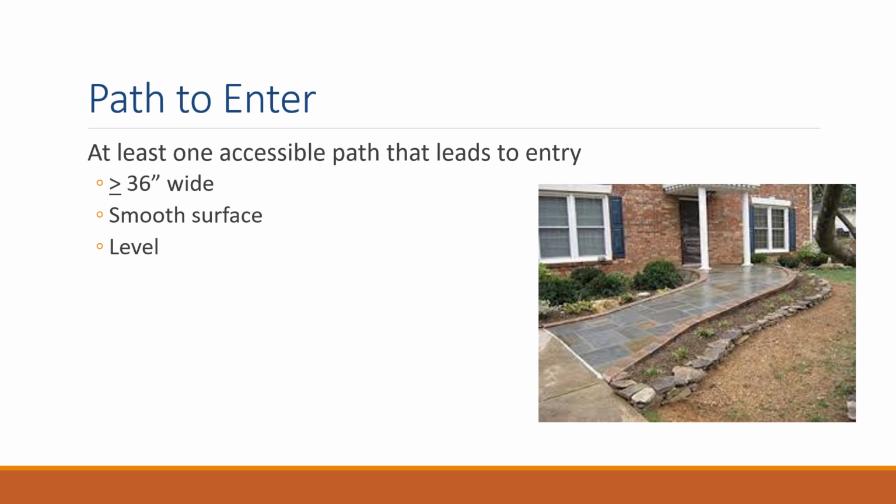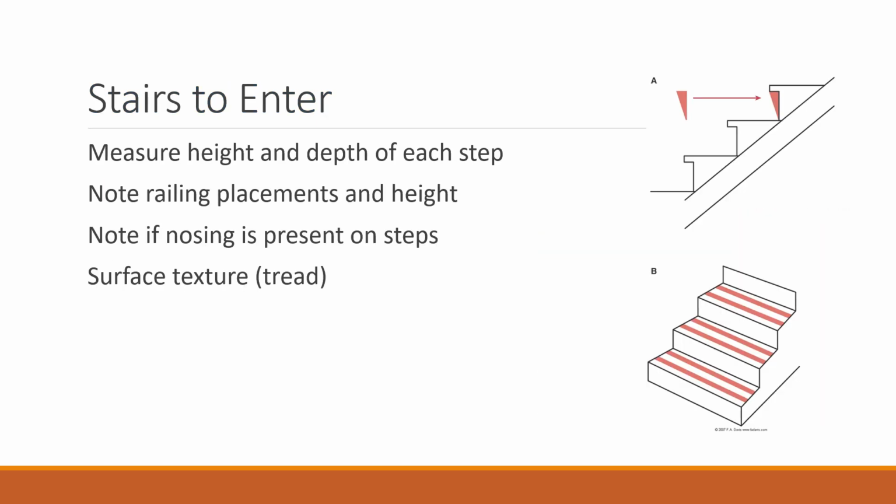When setting up an accessible path for entrance, it must be at least 36 inches wide, have a smooth surface, and also a level surface. Not all buildings need to have every entrance accessible, but they at least have to have one.